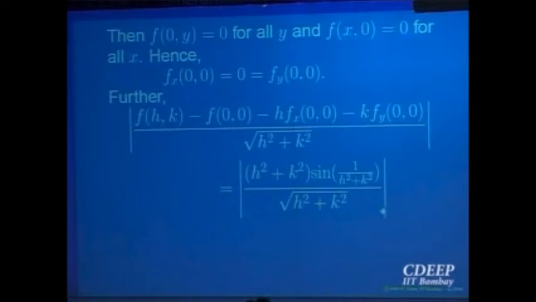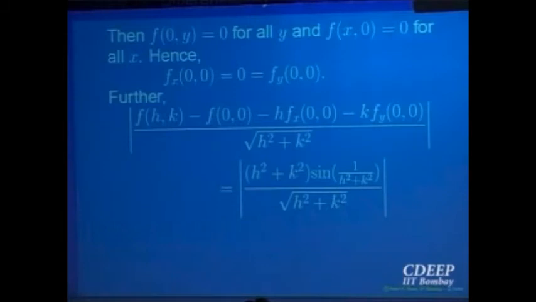So what can you say about that? Sine is less than 1, so you can forget that. h square plus k square divided by the square root. So this is just less than or equal to the square root of h square plus k square, which goes to 0 as h and k go to 0. So this function is differentiable at the point 0, 0, right?